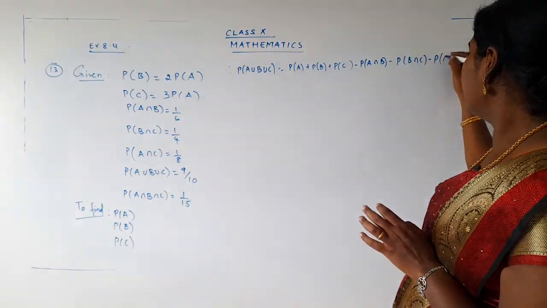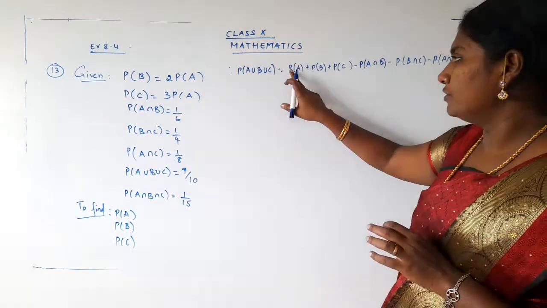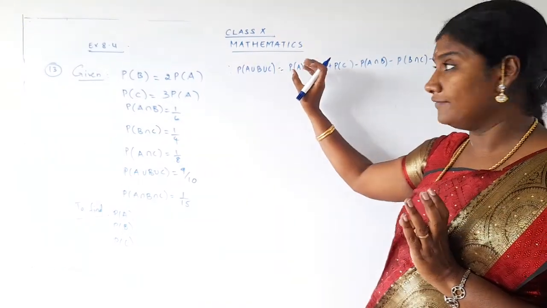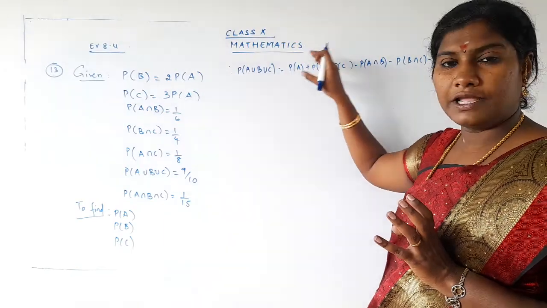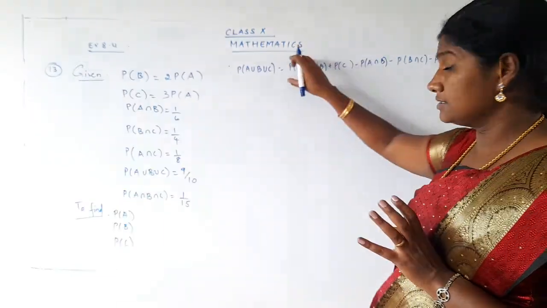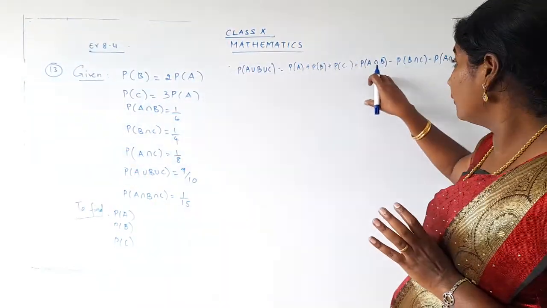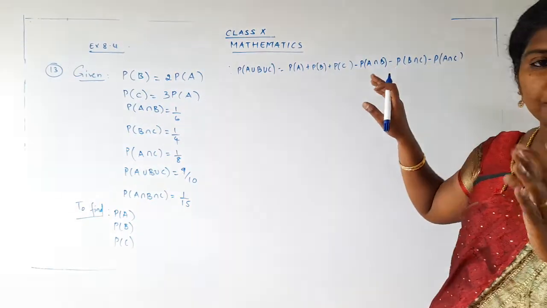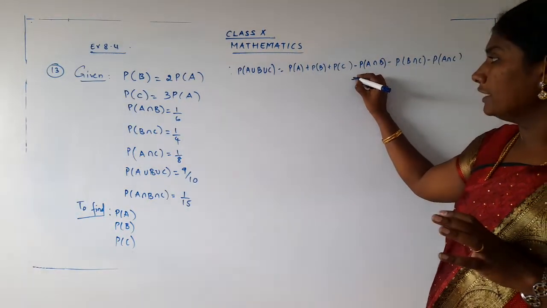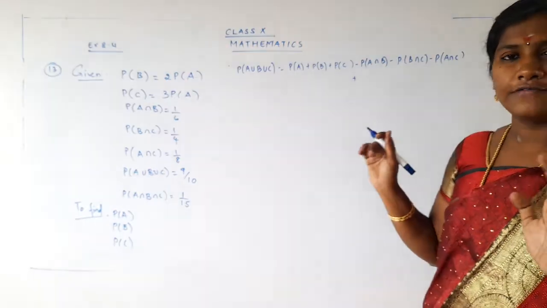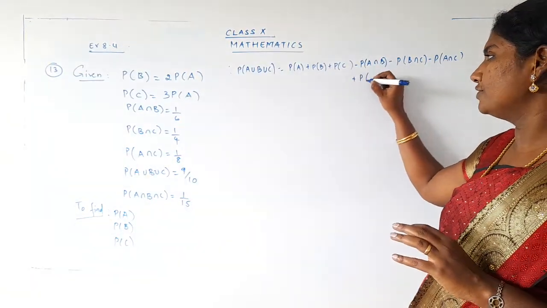So I'll just put here A intersection C. First, when you are talking about the probability of A, probability of B, probability of C, just take the sign as positive. When you are talking about the intersection of two events, you have to take the minus sign. And when you are talking about the intersection of all three events, you have to take a positive sign. So just be careful with the signs.